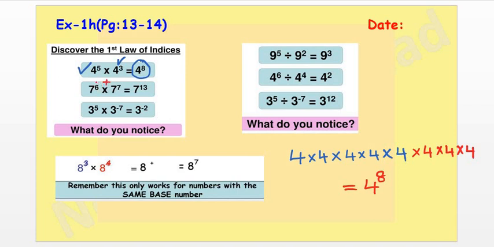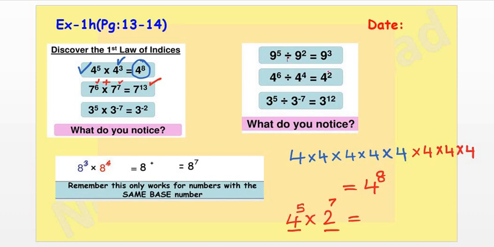Look at this, here the index is 6 and here the index is 7, and the base for both of them is 7. So the final answer will become 7 to the power 13. It can be done only when you have the same base. When you have different bases, for example 4 to the power 5 times 2 to the power 7, you cannot write the answer as a single base because they have different bases. This rule can be used only when they have the same base.